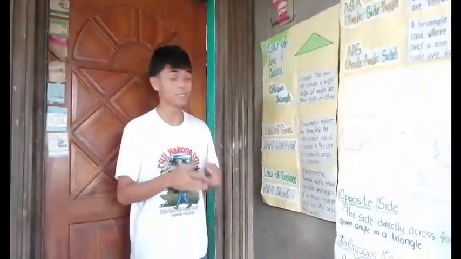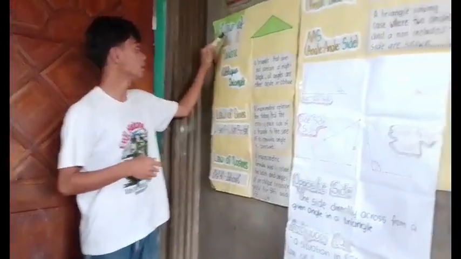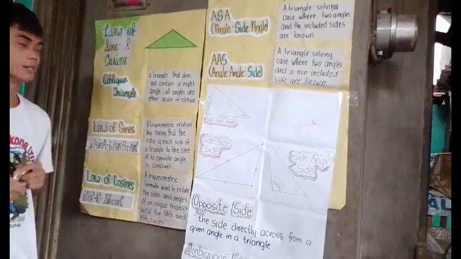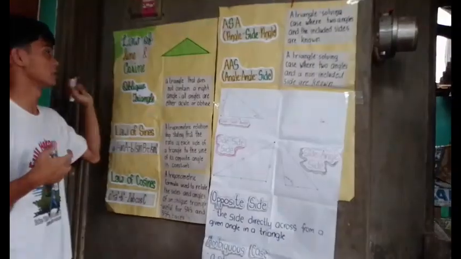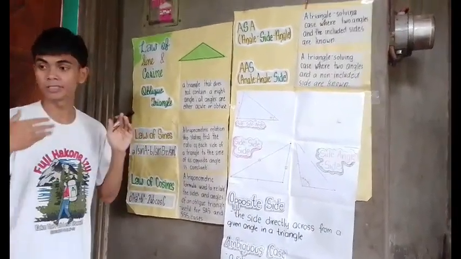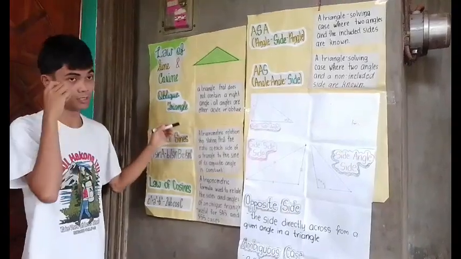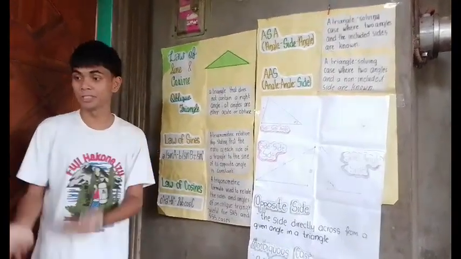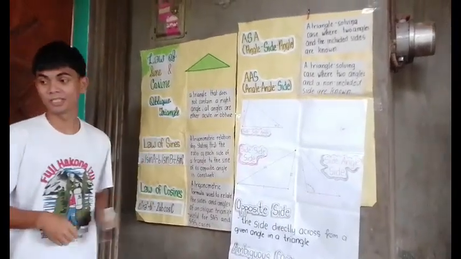Good day, class. Today, we are going to learn about the law of sines and cosines. So, what is the law of sines and cosines? To better understand it, let's first discuss what an oblique triangle is. So, Mr. Joshua, can you read the definition of an oblique triangle?